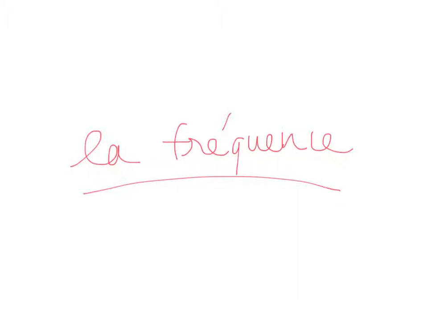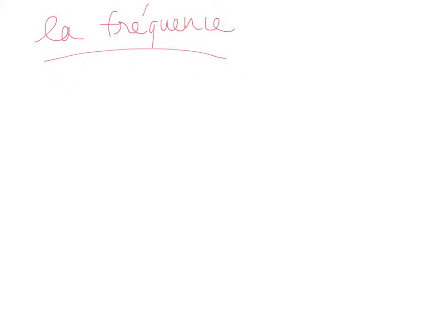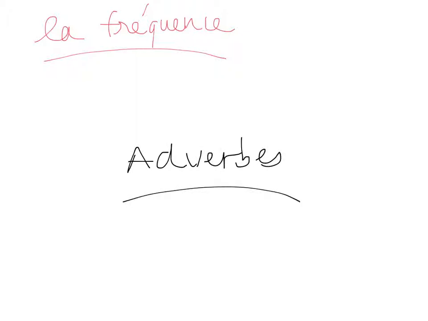In English, frequency. So, what is frequency? Frequency is expressing how often you do things, right? How often you do things. So basically, when you do something a lot, often, always, never, sometimes, these are expressions of frequency. To express that, what do we need? We need adverbs. En français, des adverbes, okay? And this is what we are going to take a look at today.